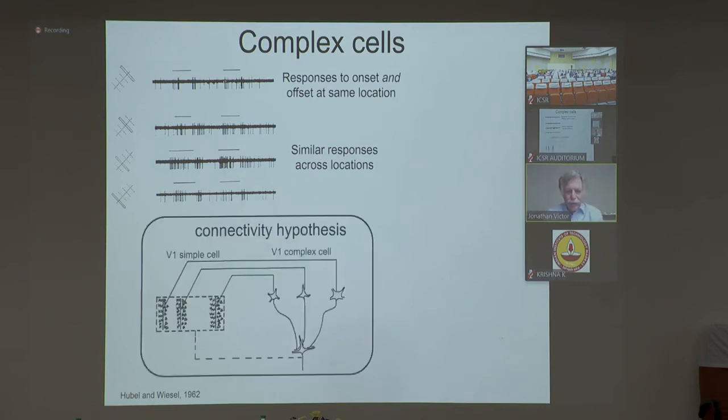So Hubel and Wiesel proposed that you can make these cells by taking simple cells and adding their inputs across a range of space. So this accounts for the fact that no matter where you put the bar, you get the same response. But of course, it can't account for the fact that presentation and withdrawal of the bar does the same thing, because that would assume that the inputs just add up.